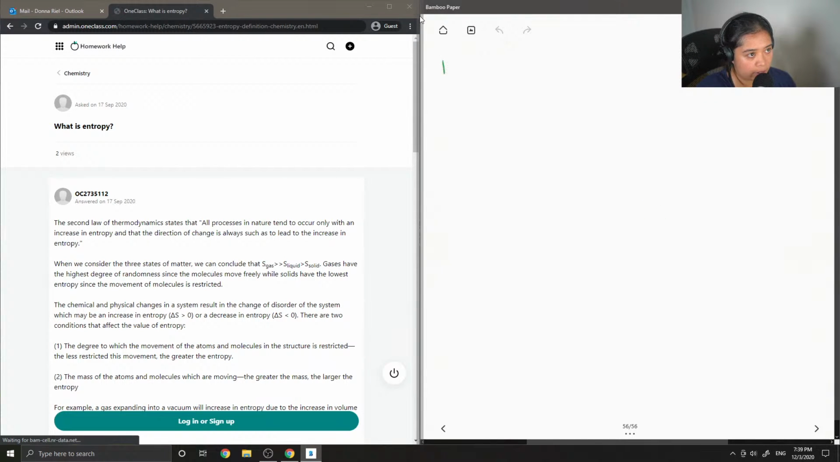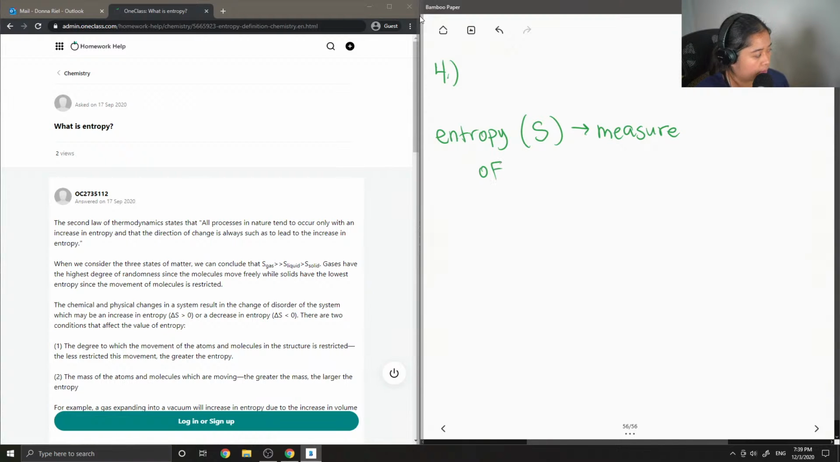Okay, so on to question number 4, which asks, what is entropy? So entropy can also be denoted as S. And the definition of entropy is that it is the measure of molecular disorder and also the randomness of the system.